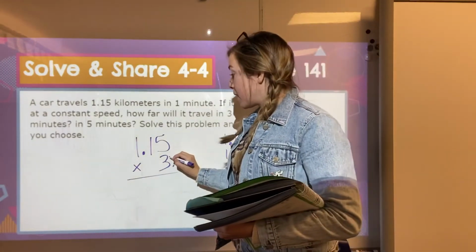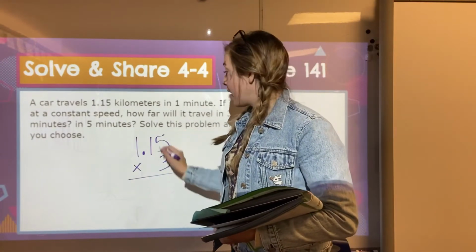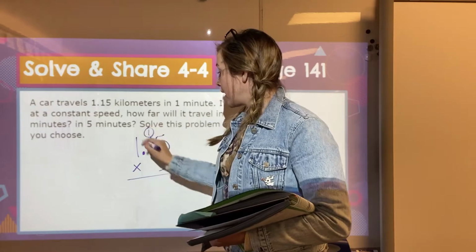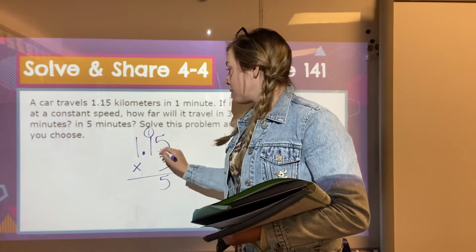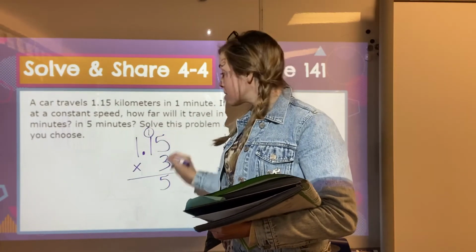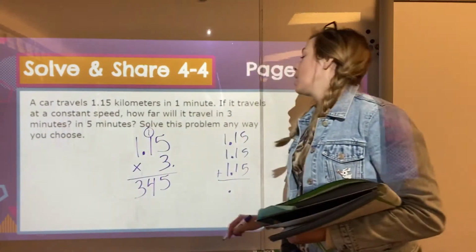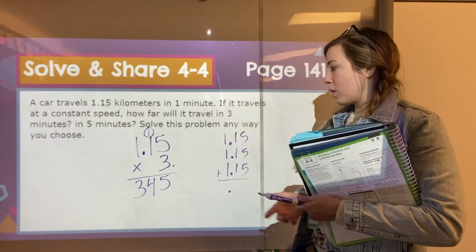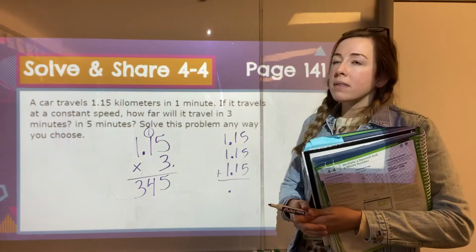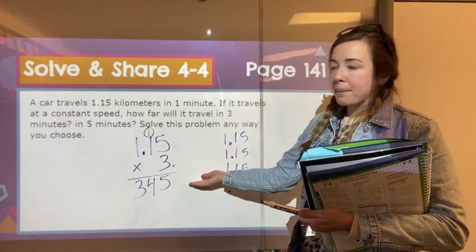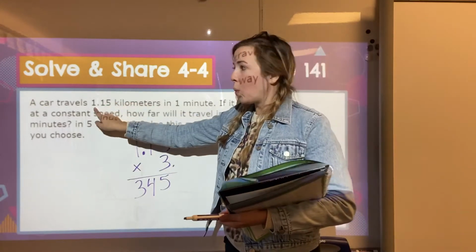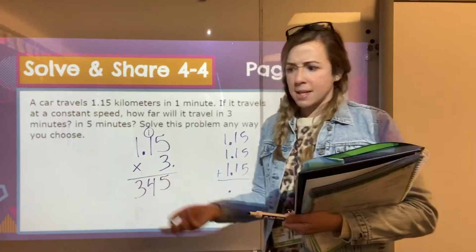So I need to take my 3 times my 5, and I'm going to get 15. Circle it, don't forget it. 3 times 1, well that's 3, plus 1 more is 4, and 3 times 1 is 3. So we have 345. Well, even if you just think about this for a little bit, 345 kilometers is way too big to go from basically 1 kilometer. You know, something's a little bit off.